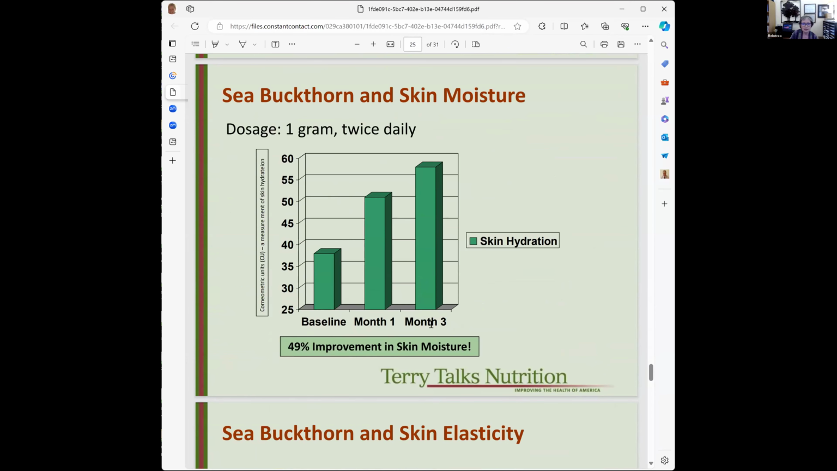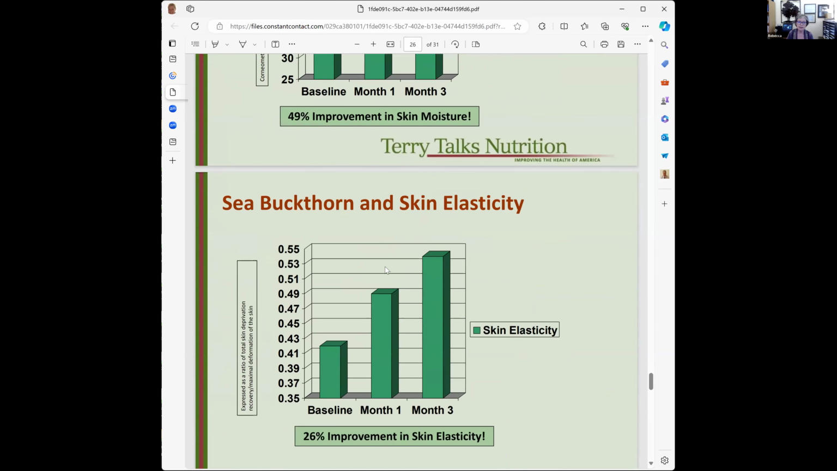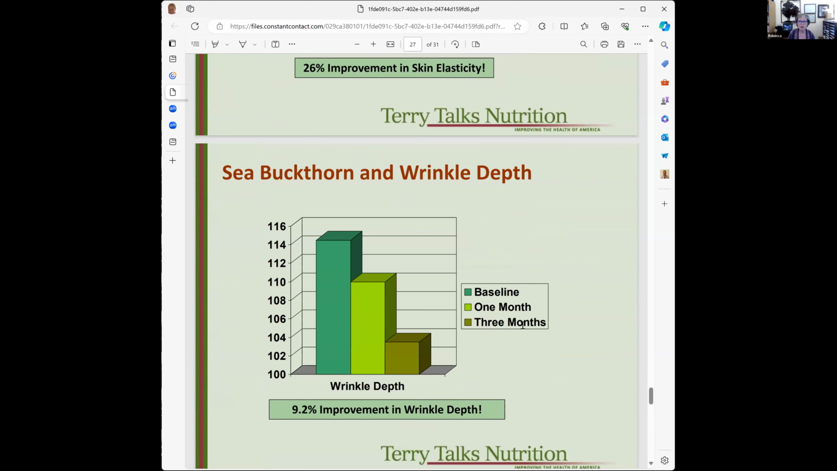1 gram twice daily, improvement in skin moisture. What is that? Oh, these are units of measurement of dry skin hydration. Okay, so this is better hydration: baseline, after a month, after 3 months. Sea buckthorn and skin elasticity: baseline, 1 month, 3 months. That's really great because that's what you're trying to get when you've lost your collagen. When we age, we're losing collagen, so that's why we're doing everything we can: MSM powder, glycine, collagen supplements, things like that. So here we have another little tool in that skin kit. Sea buckthorn and wrinkle depth: here the wrinkle depth is greater, at 1 month, 3 months. Very impressive.